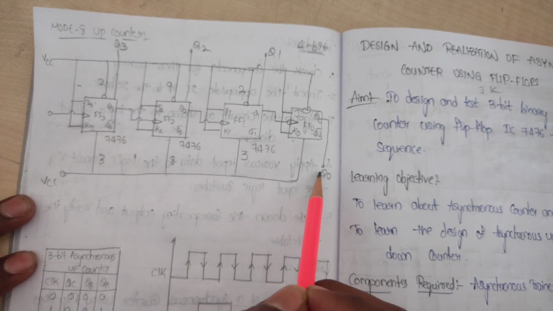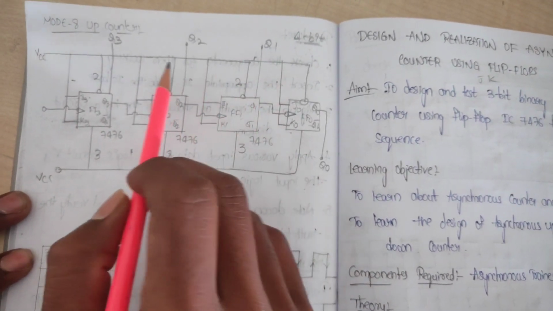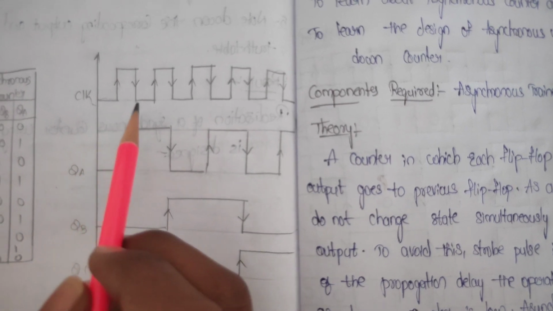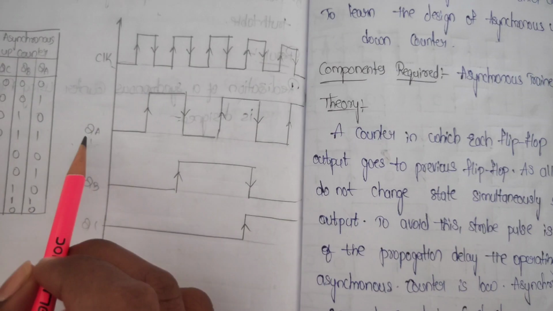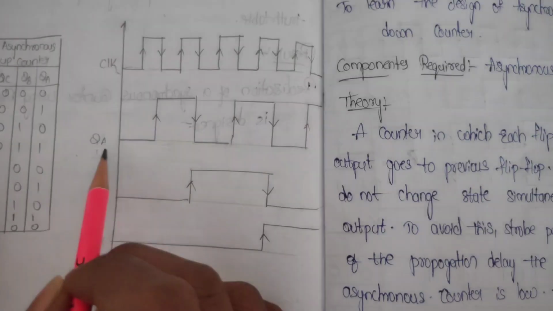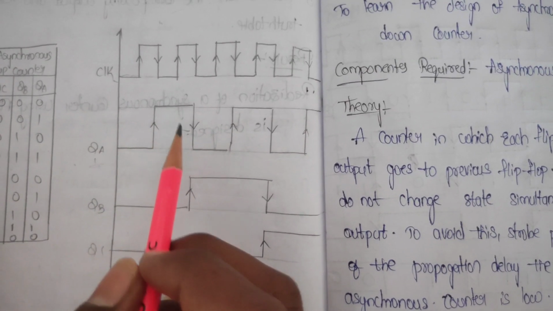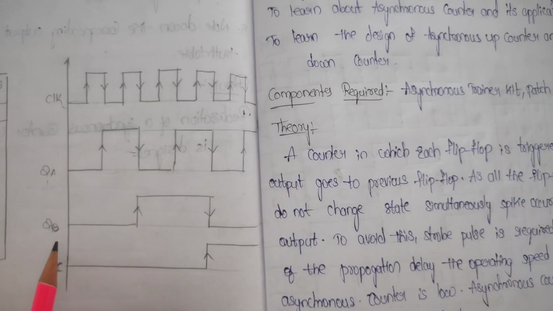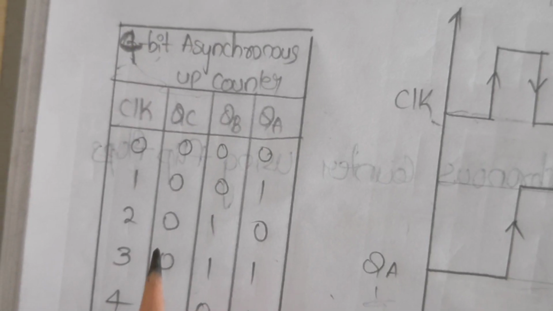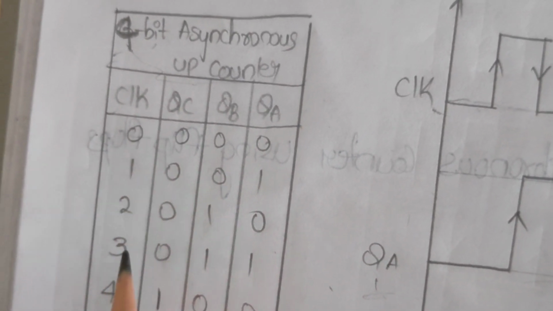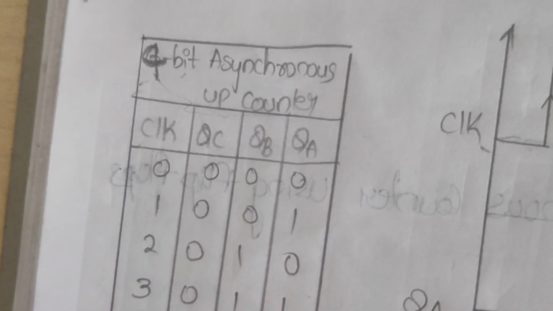And the outputs are Q0, Q1, Q2, Q3. It counts 16 clock pulses. As we use a negative edge triggered clock pulse, QA rises at one negative clock pulse and falls at another negative clock pulse, and continues like this. Similarly, we draw QB and QC. As it is an asynchronous up counter, it counts from 0 to 8 and continues.